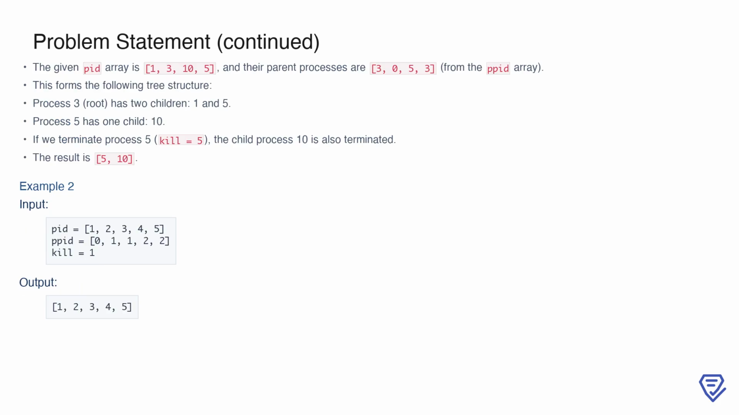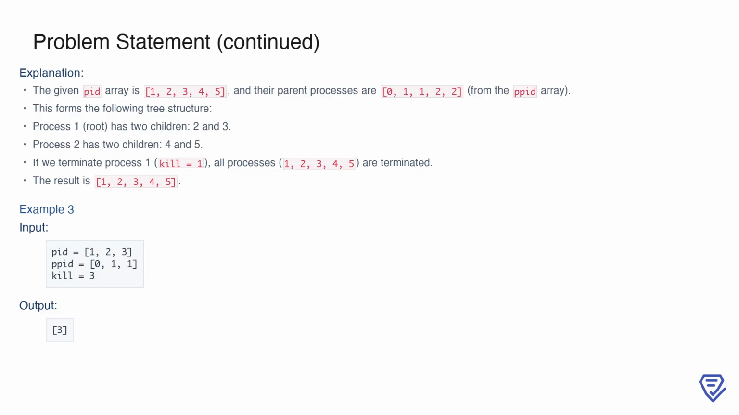To break down the example, the PID array 1, 3, 10, 5 corresponds to the processes, and their parent-child relationships are defined by the PPID array 3, 0, 5, 3. This forms a tree structure where process 3, being associated with a PPID value of 0, is the root. Process 3 has two children, processes 1 and 5. Additionally, process 5 has one child, process 10. If we terminate process 5, its child process 10 is also terminated. Therefore, the result is 5, 10, as these are the processes affected by the termination.